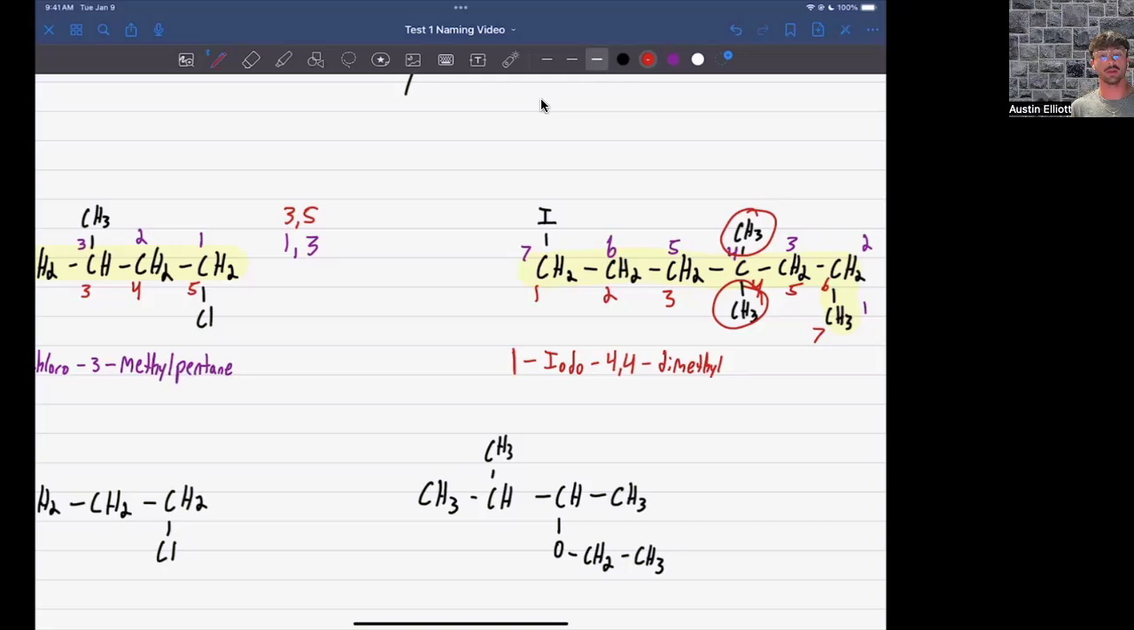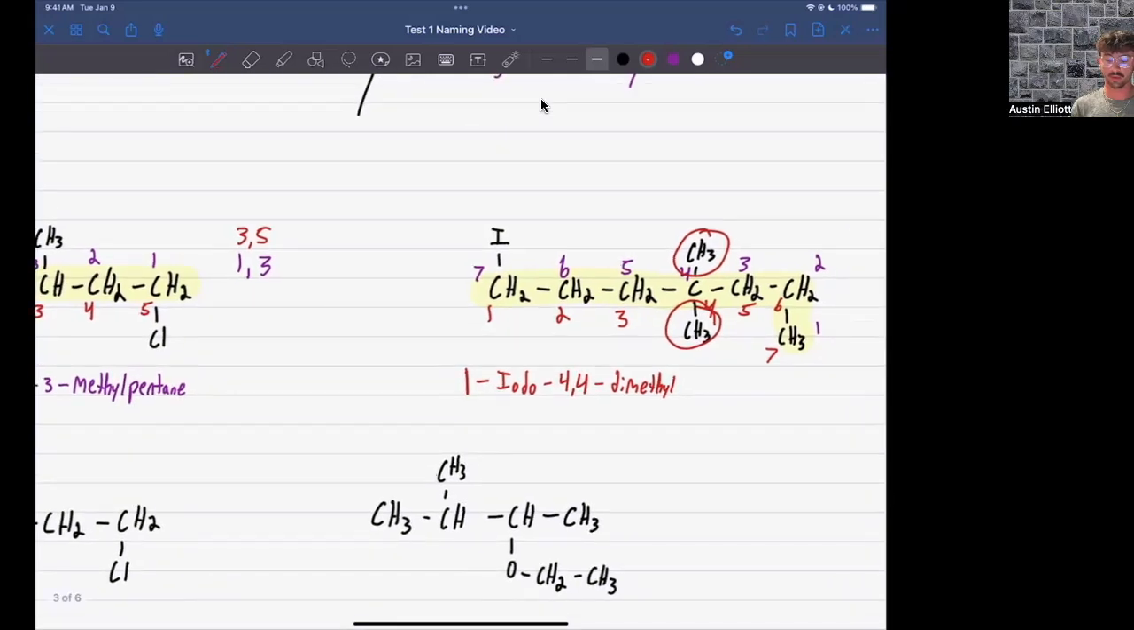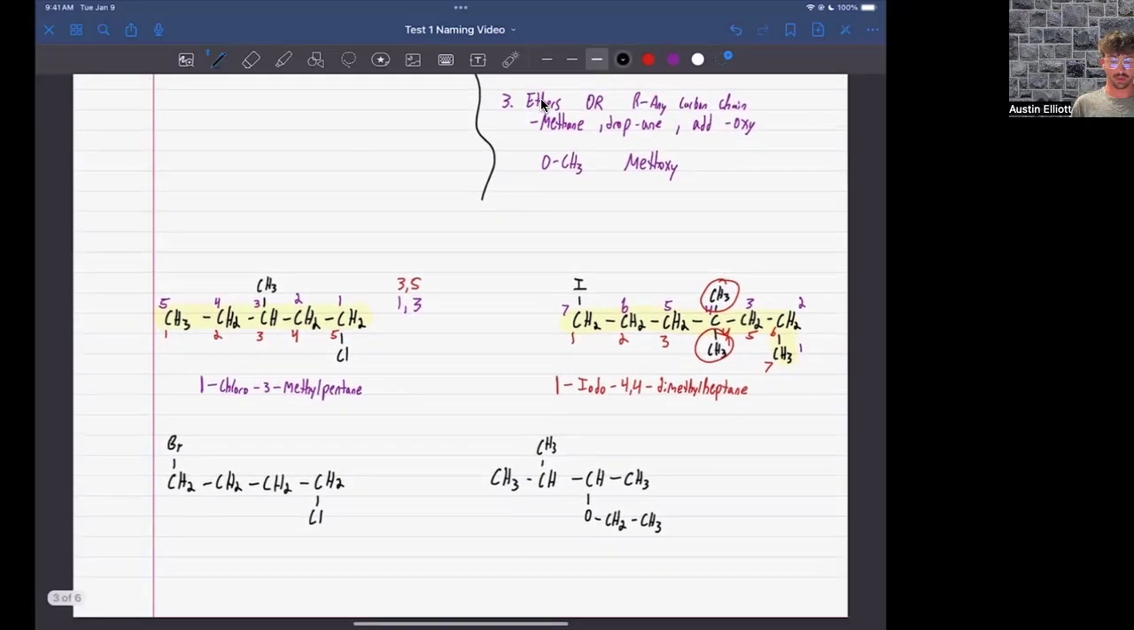and putting both of the numbers, even if they are the same, just to show where they are as the locant. And then looking at our main carbon chain, we have 1, 2, 3, 4, 5, 6, 7. And this is going to be heptane. So we have 1-iodo-4,4-dimethylheptane. Not too bad. So moving on to the next one that we have.